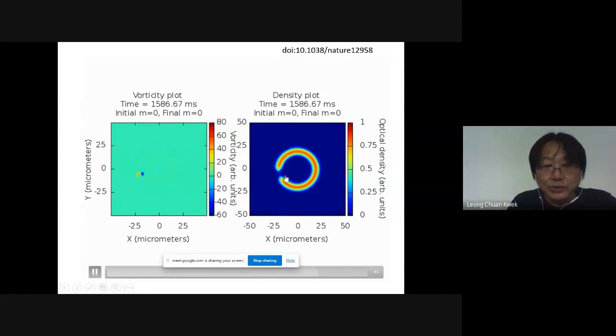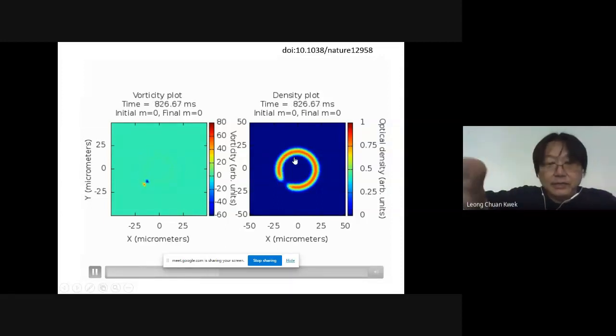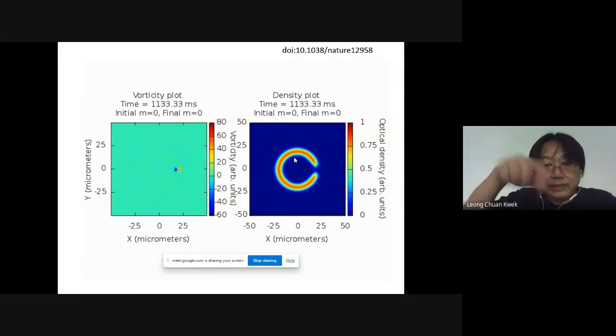Yeah, so you see that this is from Gretchen Campbell's experiment. So they move it around, and I'll show it again. So this is where the light sheet is moving, and as it moves, you can see the density plot of the current.